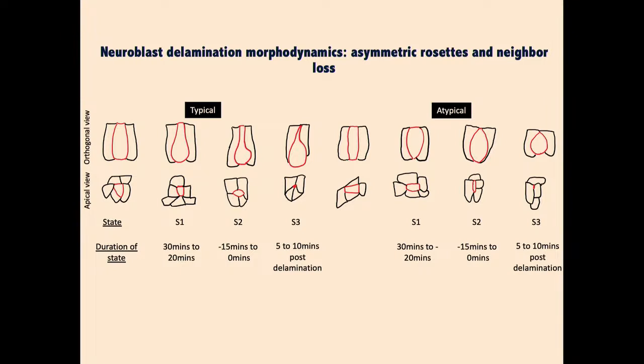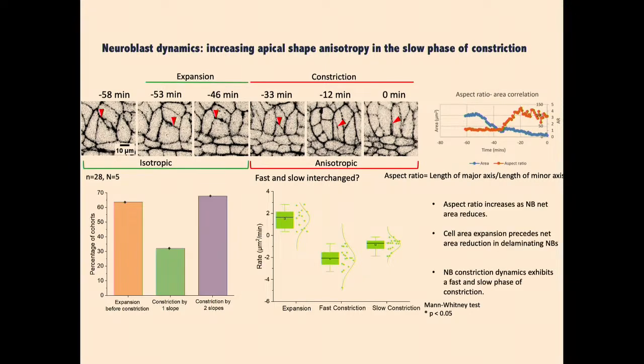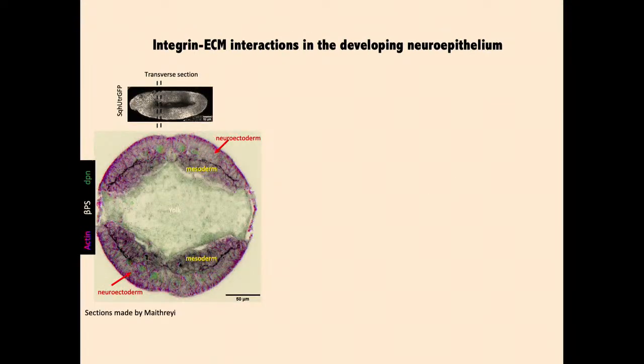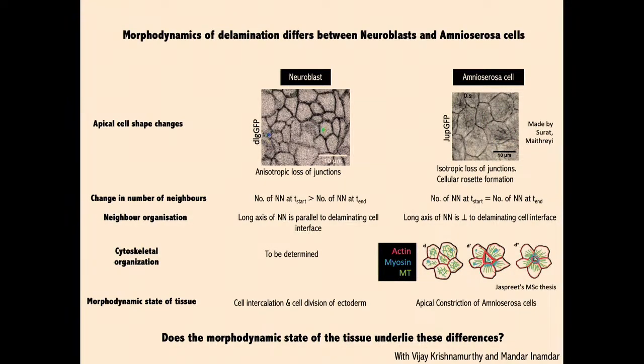And one thing you can see is that the number of neighbors changes during this process. So these rosettes are asymmetric and there's neighbor loss. And so I think what we're trying to ask is what governs these differences. And in particular, we're interested in asking whether the global morphodynamic state of the tissue might itself influence the local configurations of cells to achieve the same.